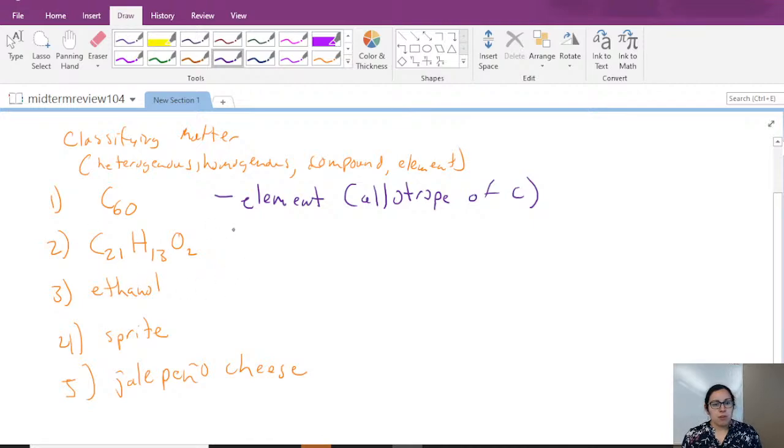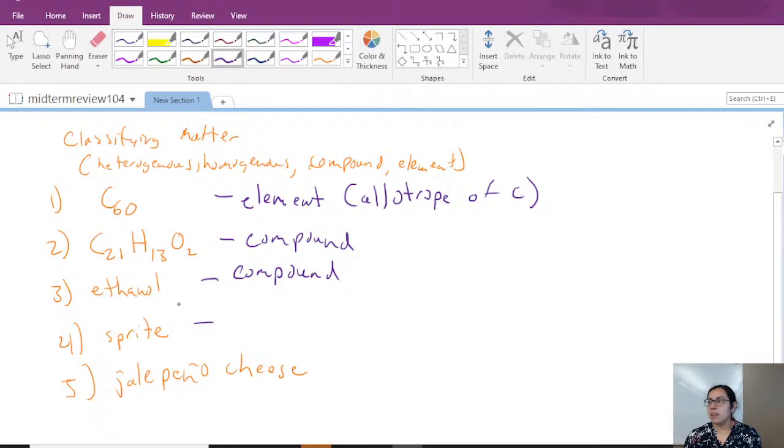What about this one? So we don't need to know what it is, but what is it telling us? C21H13O2. So compound, excellent. And we know that from our defined chemical formula here. So it's written, it's defined, so it's referring to this compound. What about ethanol? So compound, excellent.